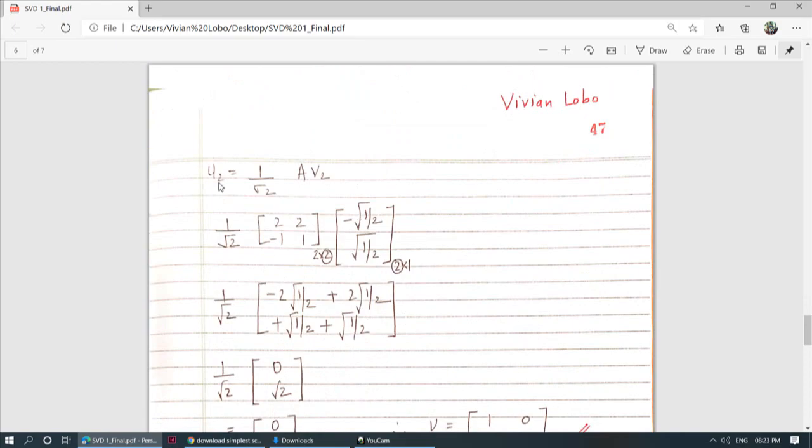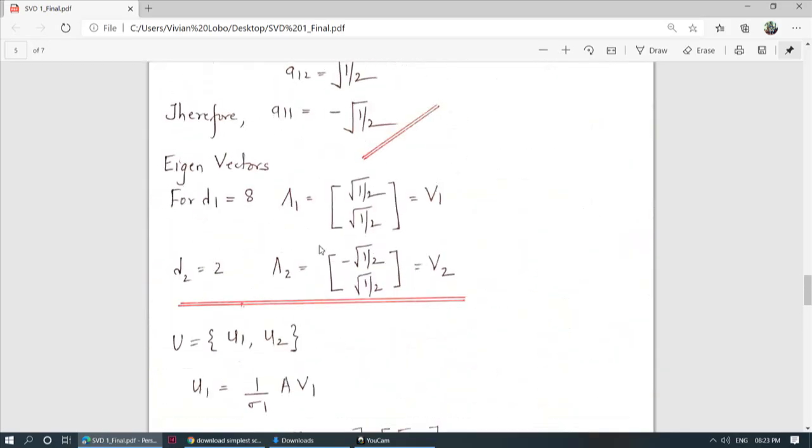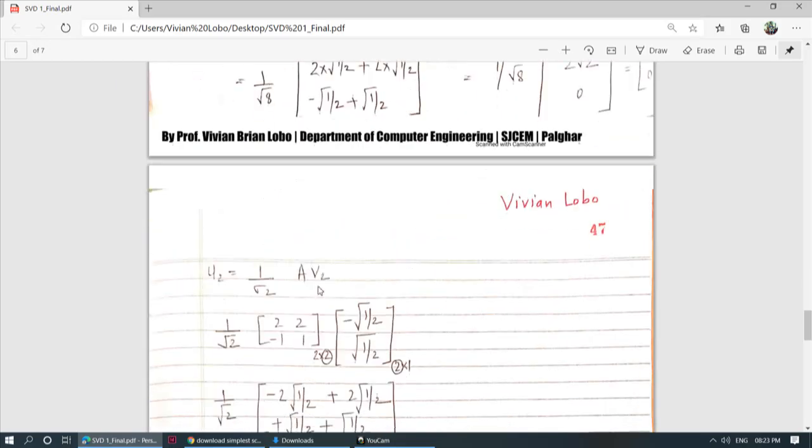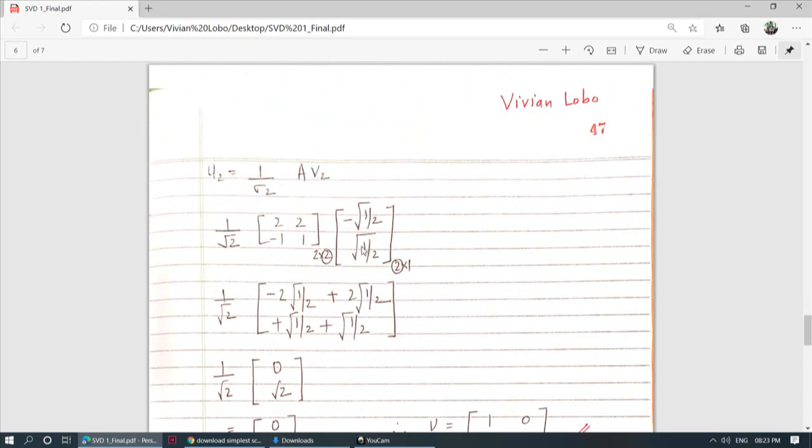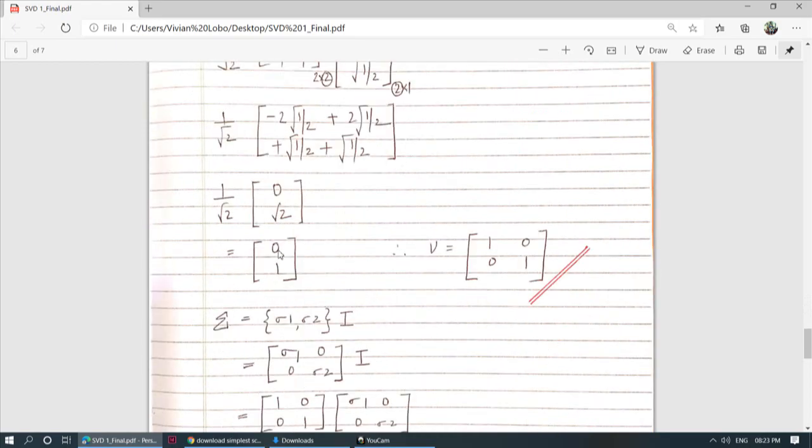In a similar manner, we will be doing it for U2. 1 upon singular value 2 into A into V2. Singular value 2 is nothing but square root of lambda 2, so 1 upon square root of 2. Matrix A remains the same. V2 is nothing but minus square root of 1 by 2 and square root of 1 by 2. So on performing the matrix multiplication, we get 0, 1. So what happens in this case? Your U is 1, 0, 0, 1.